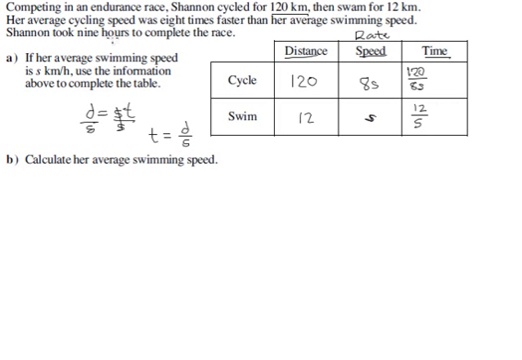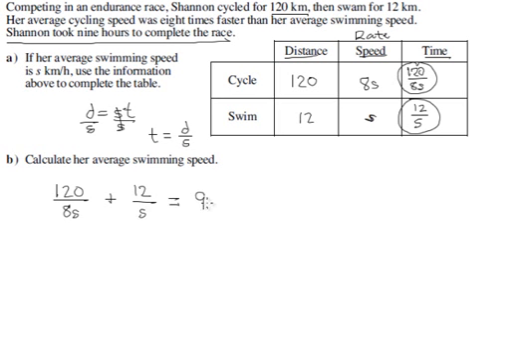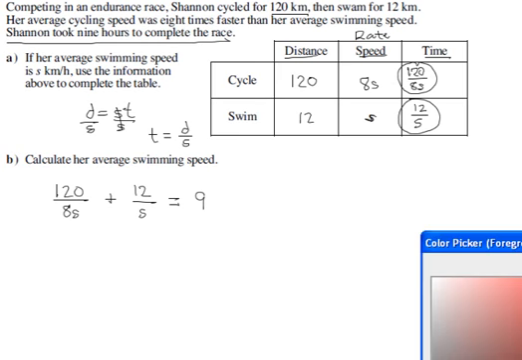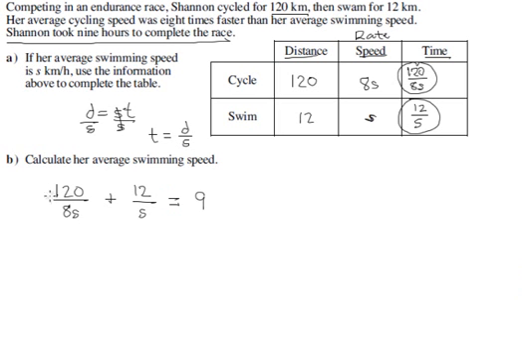The last thing they've told us, which we have not used yet, is that she took 9 hours to complete the race. So the biking time plus the swimming time must add up to 9 hours. 120 over 8s plus 12 over s equals 9. So, I'll bet some of you have been looking at this fraction and grinding your teeth a little bit, and yeah, you're right. This isn't reduced all the way, is it? Let's take care of that before we go any further.